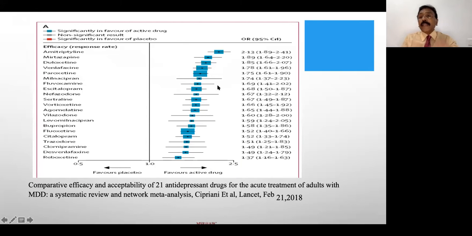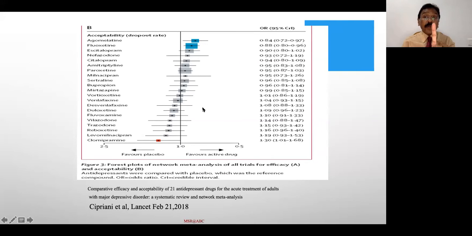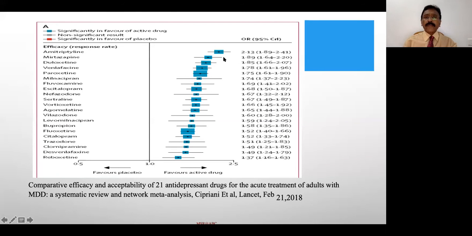Yeah, right. This slide I'll come back to again. I'm just showing you one of the latest, I think 2018, Cipriani's meta-analysis, where he showed the efficacy of antidepressants against placebo. All the antidepressants listed here are effective according to this meta-analysis. And equally important is not just the efficacy, but also tolerability and acceptability, which is very, very important. If you see this, all the drugs are effective.